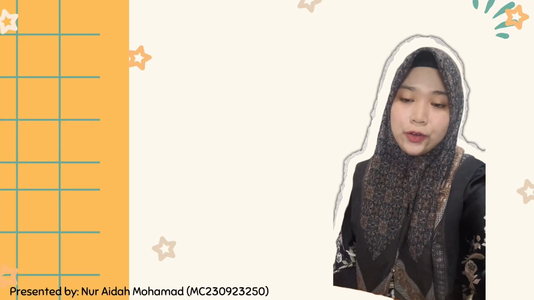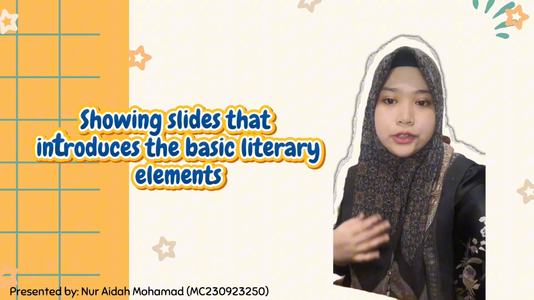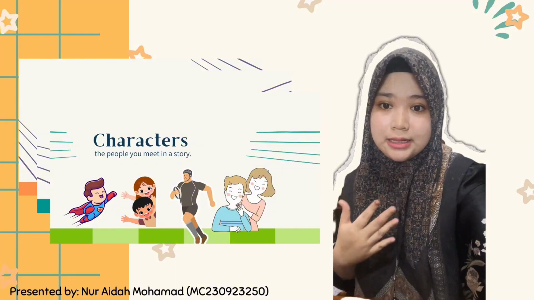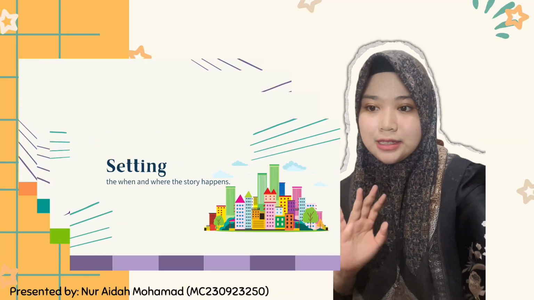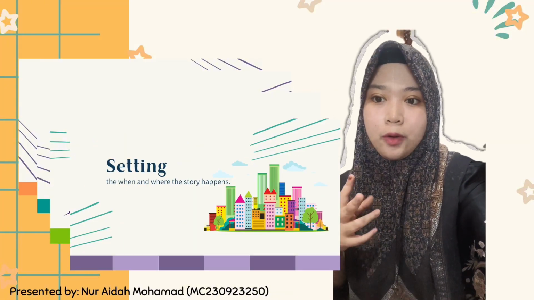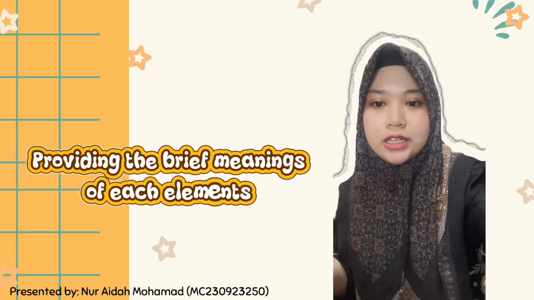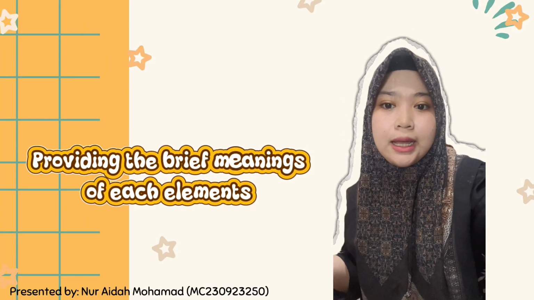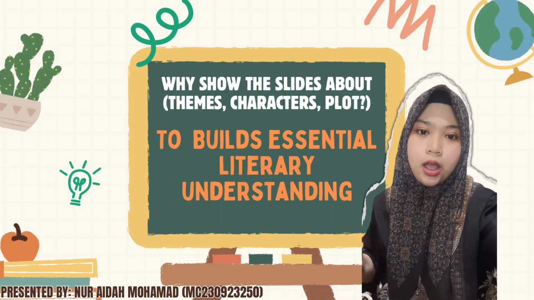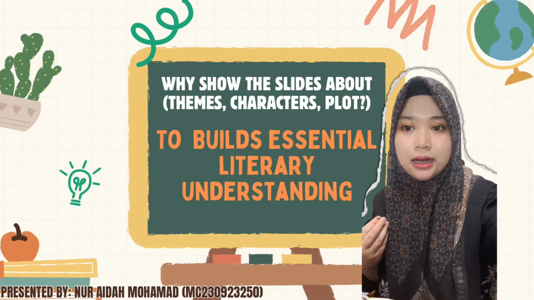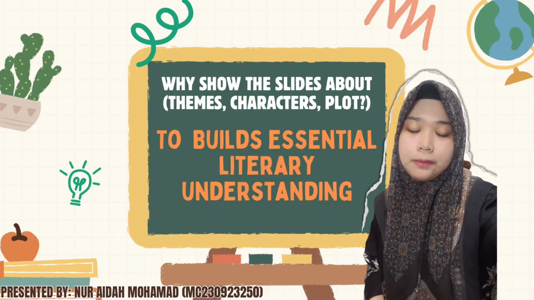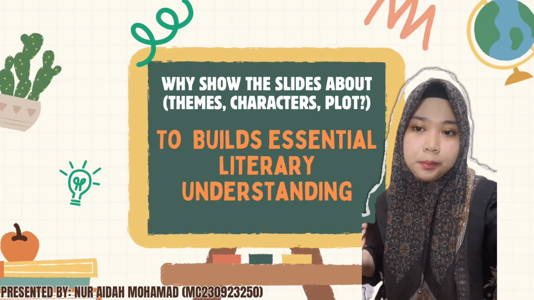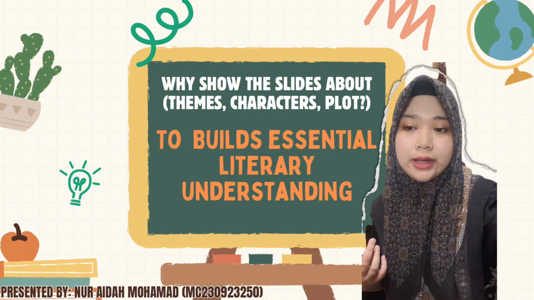After that, I continue by showing a few slides that introduce the basic literary elements, such as themes, plot, characters, and settings. In this part, I am not explaining the novel yet. I am only providing the brief meanings of each element so that students understand these concepts before we apply them to Captain Nobody later in the lesson. Why show the slides about the meaning of themes, character, and plot? We show these slides because they help build essential literary understanding.